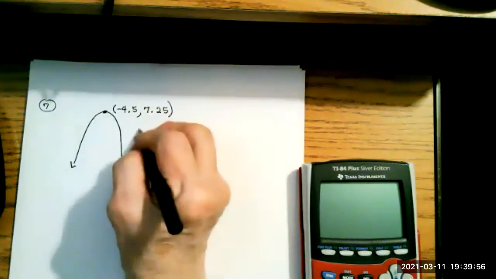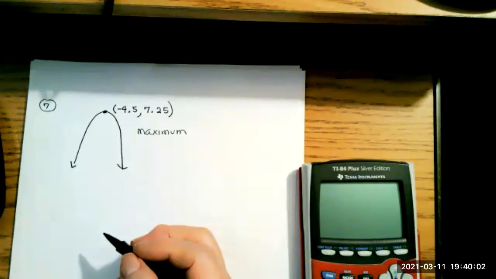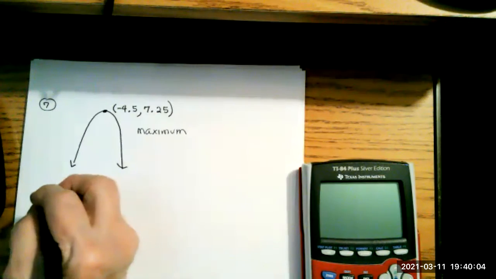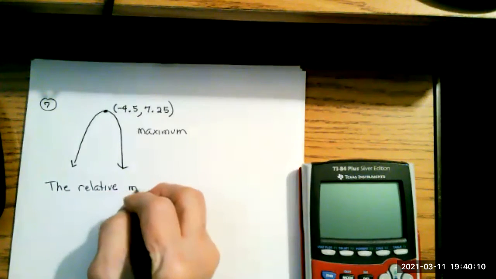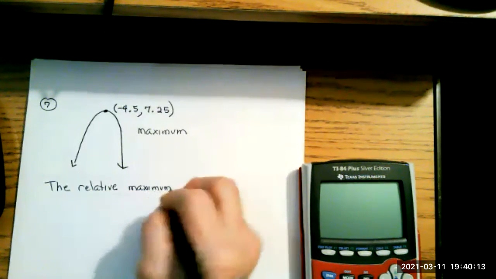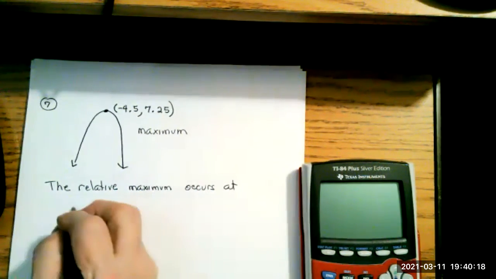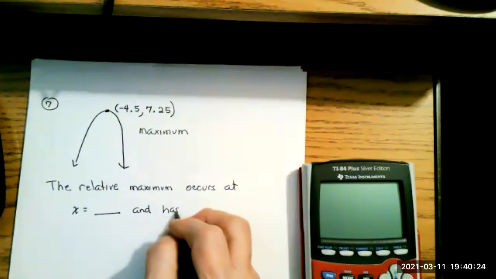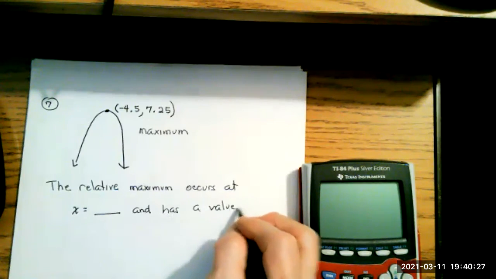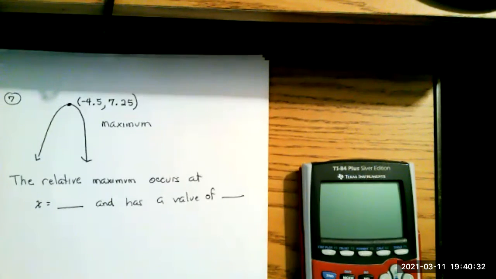Maximum. It's a maximum because it's at the top. Now, they're going to write this out and you have to fill in the blank. The relative maximum occurs at x equals blank and has a value of blank. So which one do you think is the X answer and which one is the Y answer?